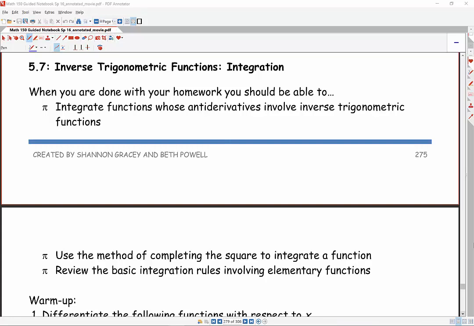Today we'll be covering section 5.7 from the calculus text by Larson and Edwards, and this covers inverse trig functions for integration. So you'll either have a result of an inverse trig function after finding an indefinite integral, or you will have them as part of the integrand, which is actually really awesome because then you know what your u substitution is going to be.